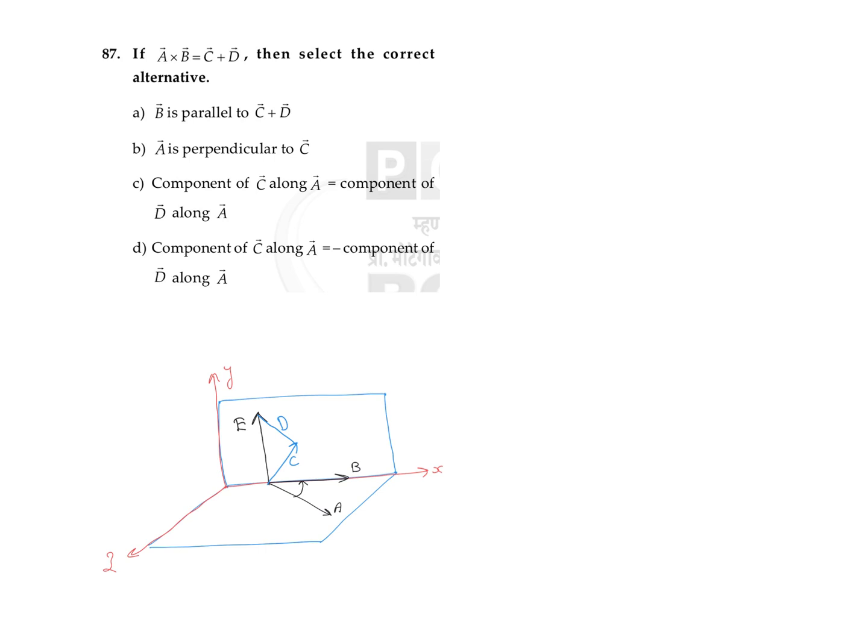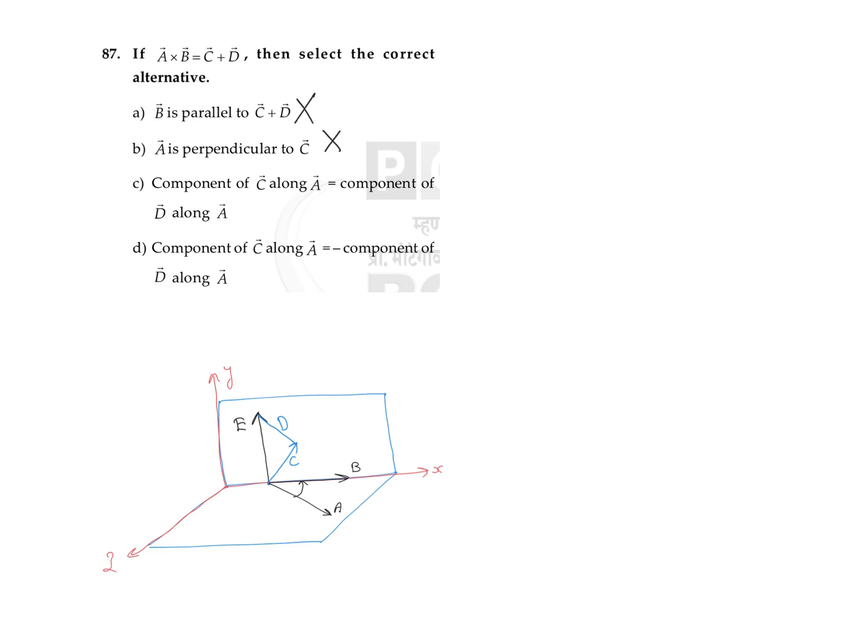Just observe the first option. B is parallel to C plus D. So just observe B. Is it parallel to C plus D? C plus D is nothing but E. So B is not parallel to that. B is perpendicular to that. So we can say that the first option is wrong. Second option, you can observe that A is perpendicular to C. Over here also you can observe that it's not necessary that A is going to be perpendicular to C, or A is perpendicular to D, or E is perpendicular to A. So we can say that the second option is also wrong.